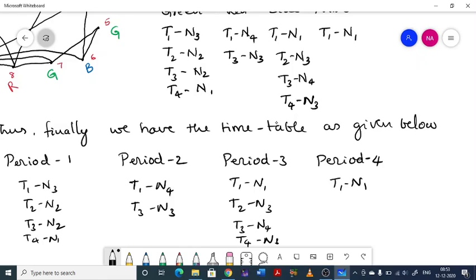So this completes the solution of the given problem. So try to practice a few more such problems. Just vary the number of teachers and number of subjects, write the graph, then its line graph, then color the vertices of that graph. So with this I will wind up all problems of timetable.